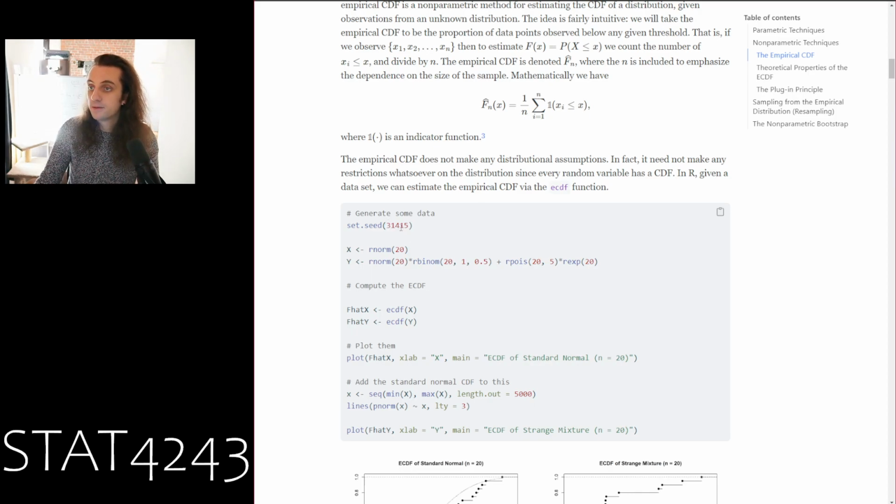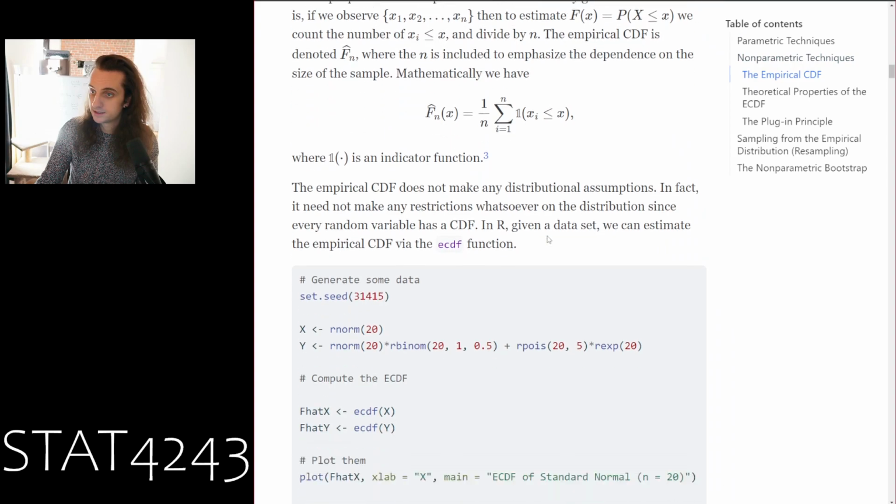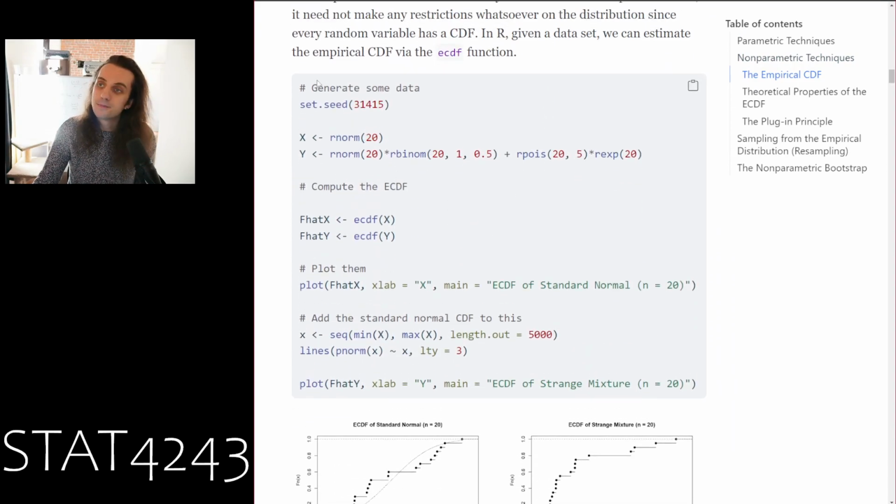And so we have this code here. I'll zoom in a little bit to make sure that it's all legible. The important function is going to be this ECDF call right here. And so what we can do is just generate some data.